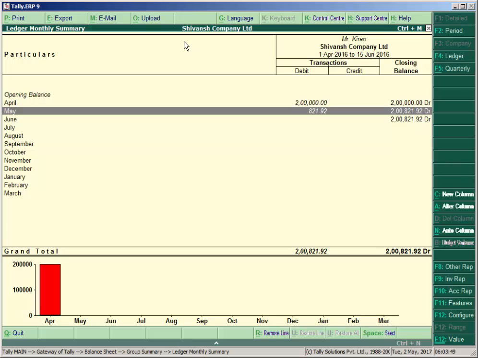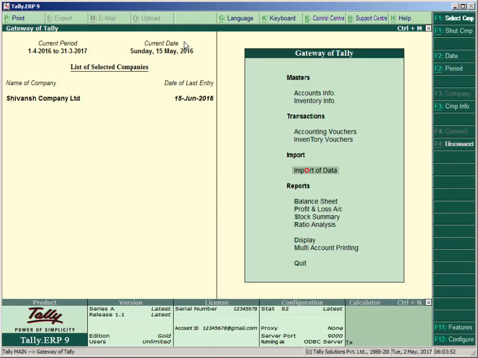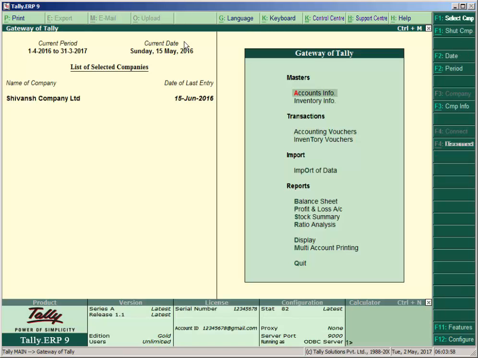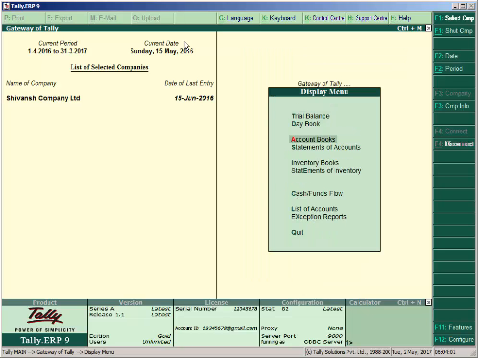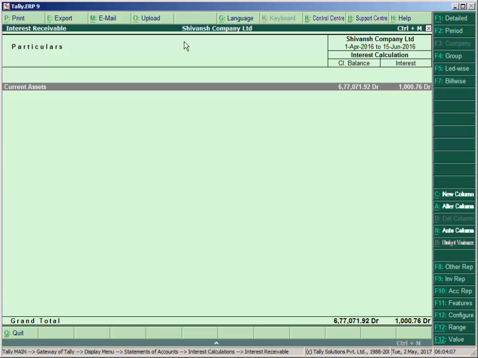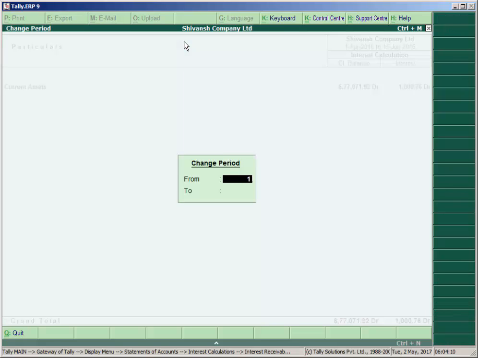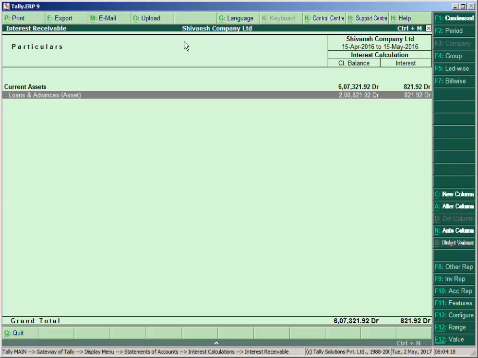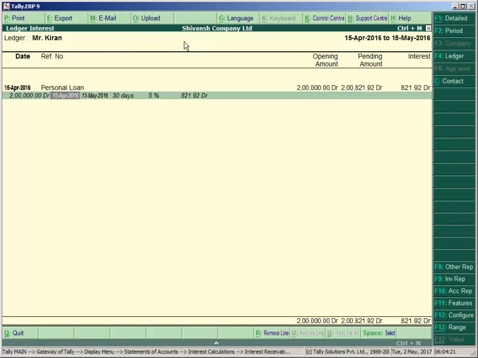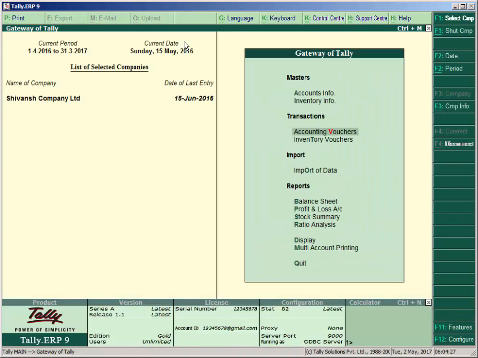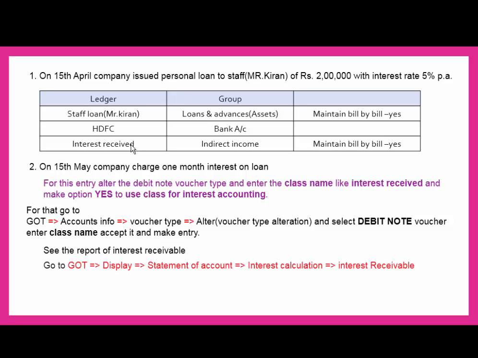Then the last transaction. First see the interest: display outstanding, statements of account, interest calculation. Press F2, enter the date 15th April to 15th May. The 30 days interest will be shown here. The rate of interest is 5. So go to accounting voucher; the last, see the report we already saw here, statements of account, interest calculation.